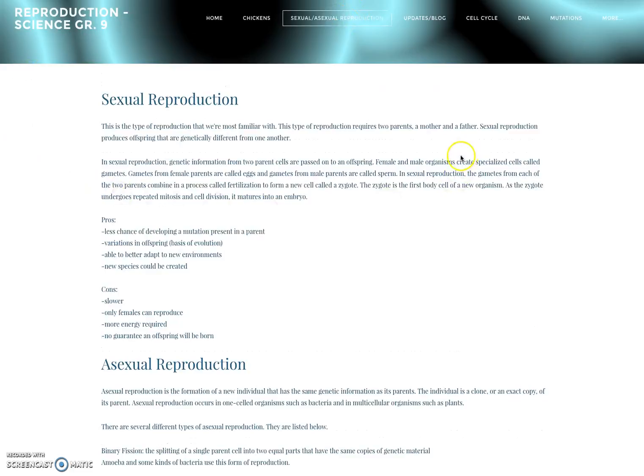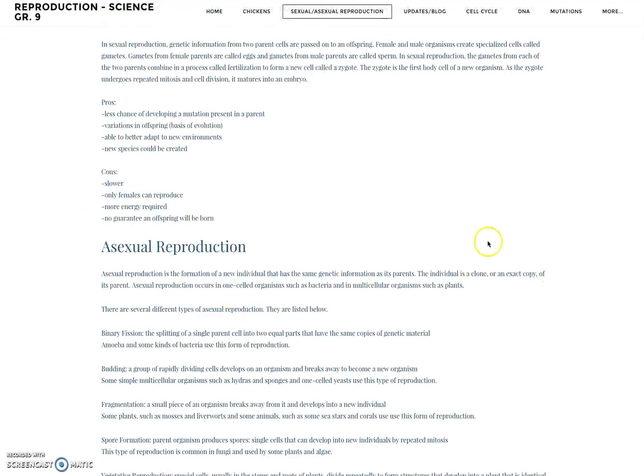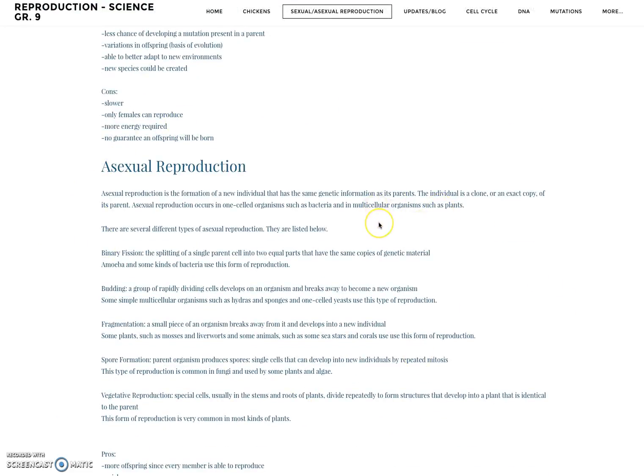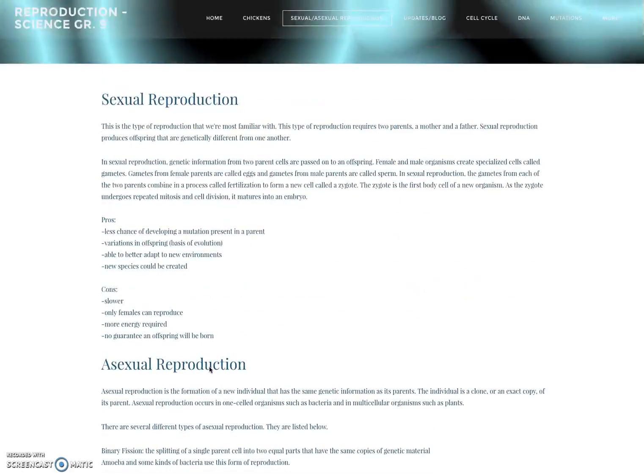This just gives you some basic information on the two types of reproduction and the pros and cons of each. Down here in the asexual reproduction section, it has the different types and just gives you some information and examples on each of them. Now we'll move on to the updates and the blog.